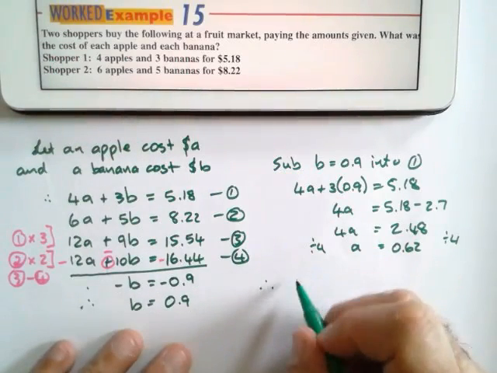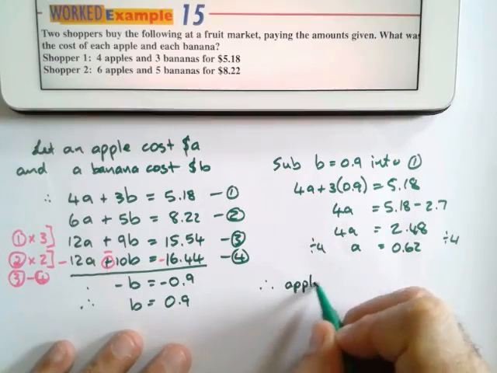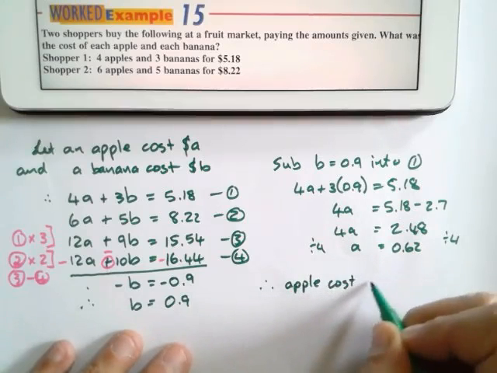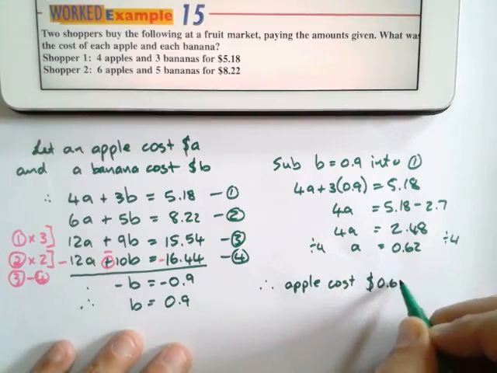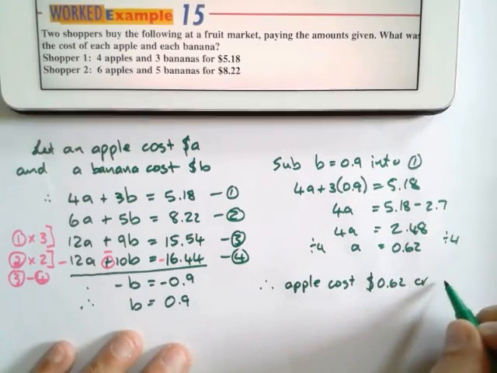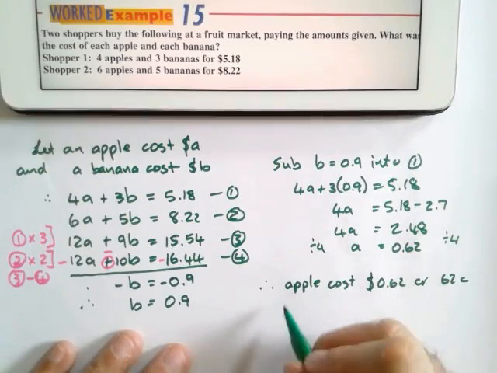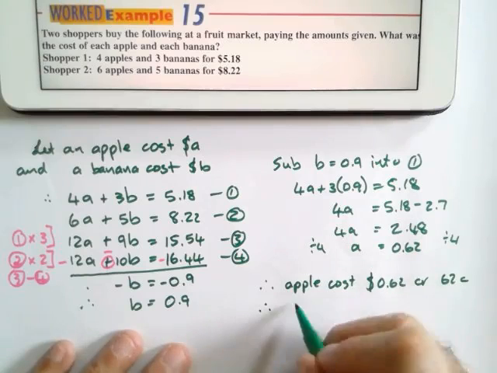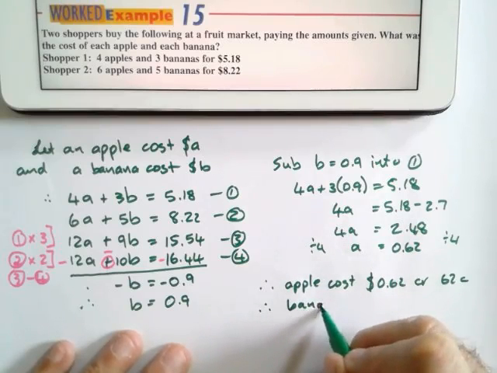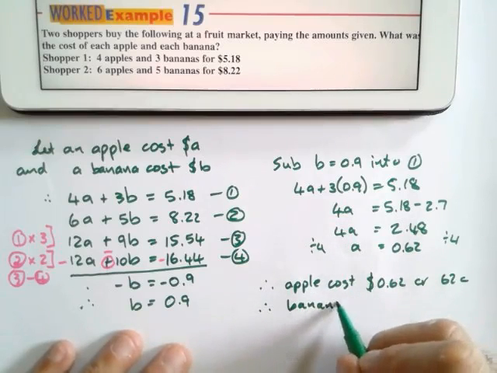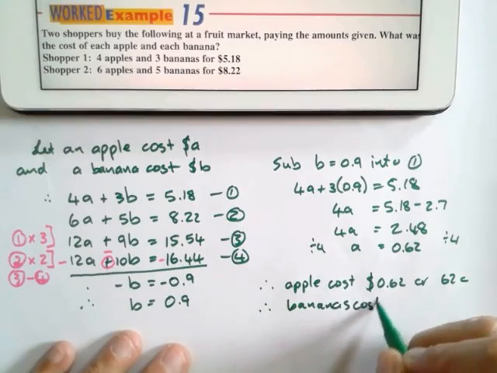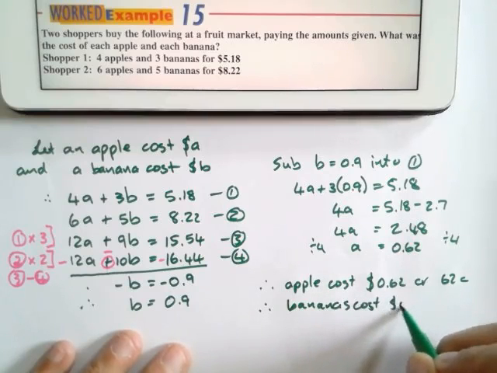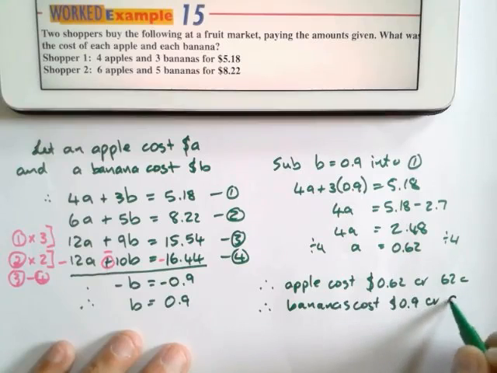Because it's a worded question, we're going to have a worded answer. We're going to say apples cost $0.62 or 62 cents. Bananas cost $0.90 or 90 cents. This is each.